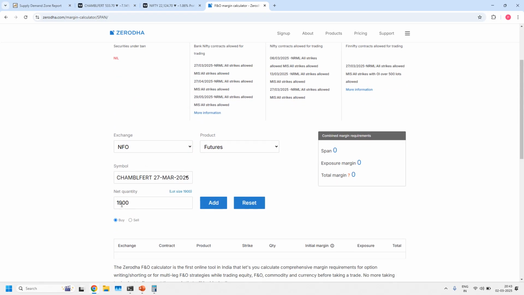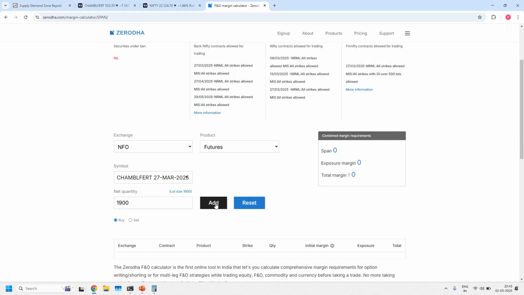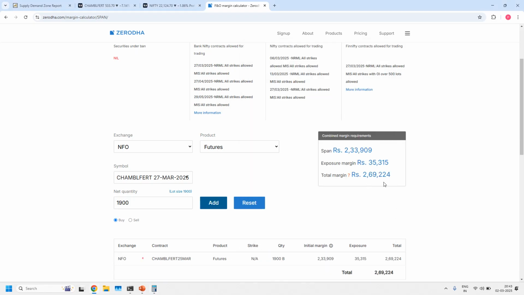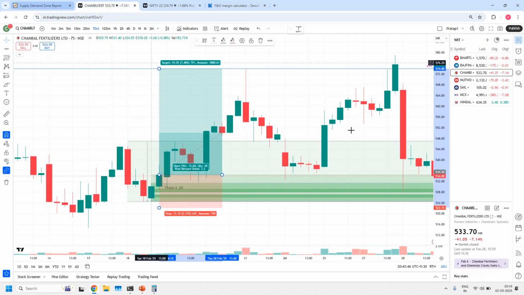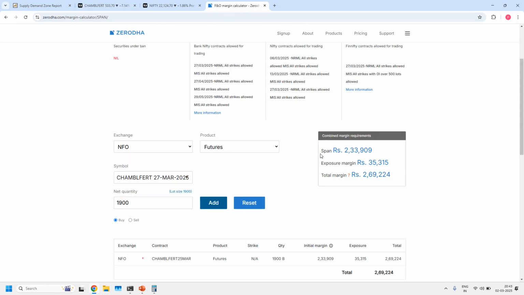What is the lot size? 1900. So multiplying by 1900, you would have got 75,145 rupees profit. What is the margin cost for one lot? It is 2,69,224 rupees. That is at the current price. Current price is almost the same as this zone. There won't be much difference, mostly the same value, maybe 100 or 200 rupees difference.